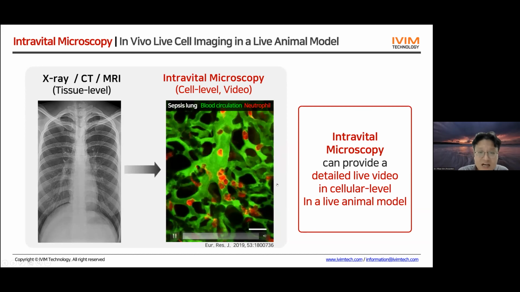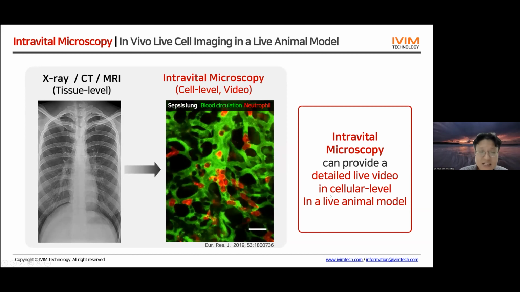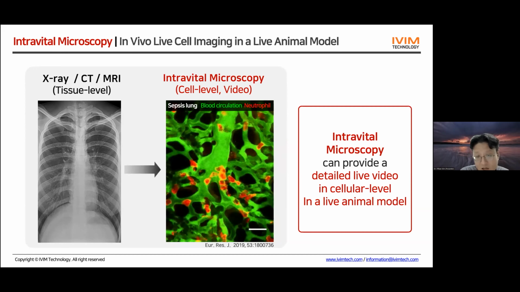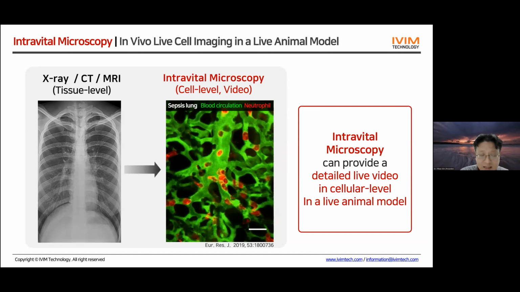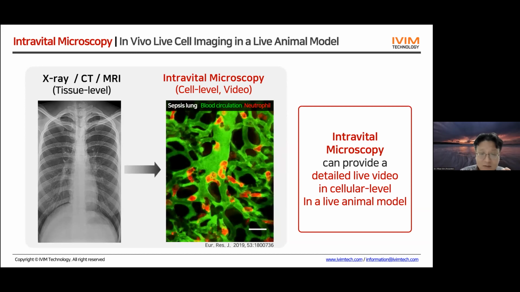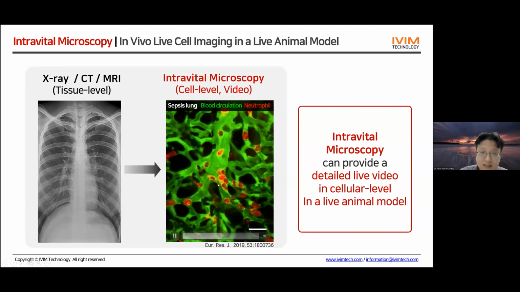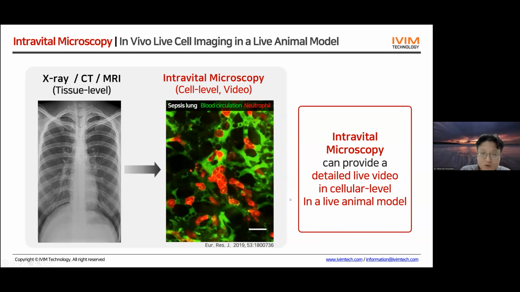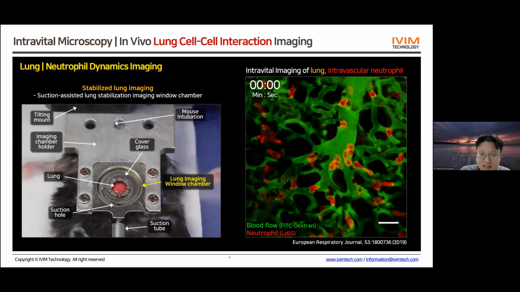These neutrophils are labeled by intravenously injecting Ly6G antibody conjugated with a red fluorophore. That antibody conjugate circulates in the blood flow and blood vessels and labels all the neutrophils inside the vessel in red color, as you can see in this video. Let me move on to the next slide.